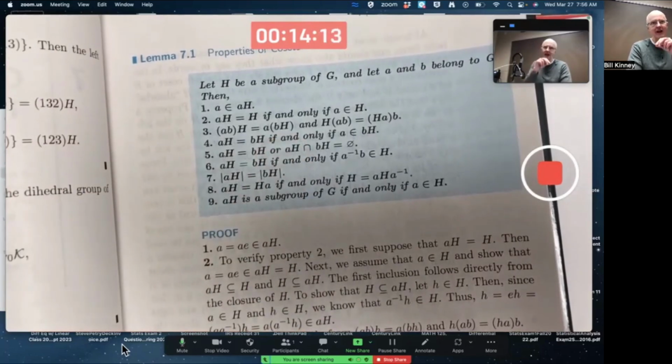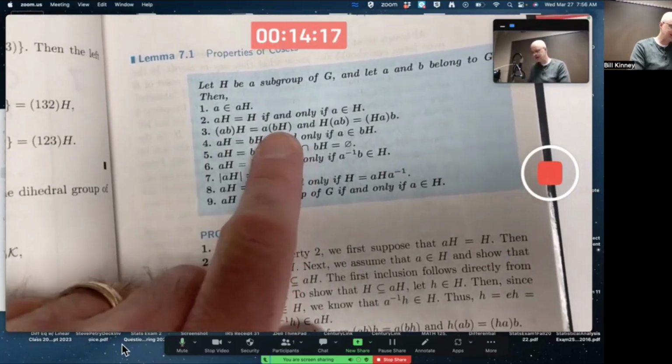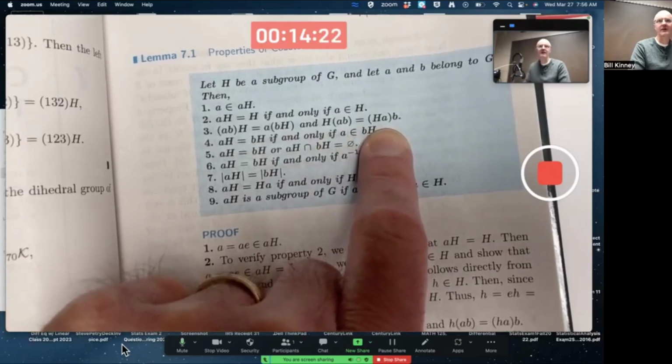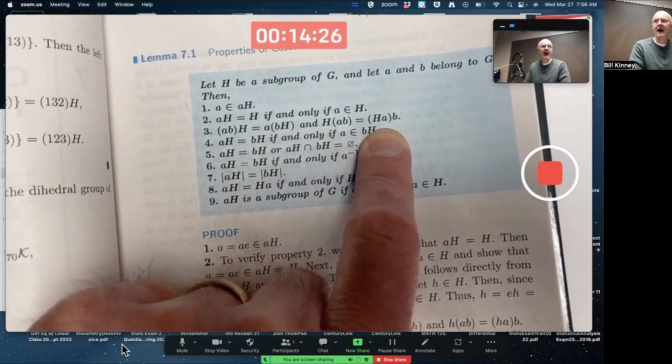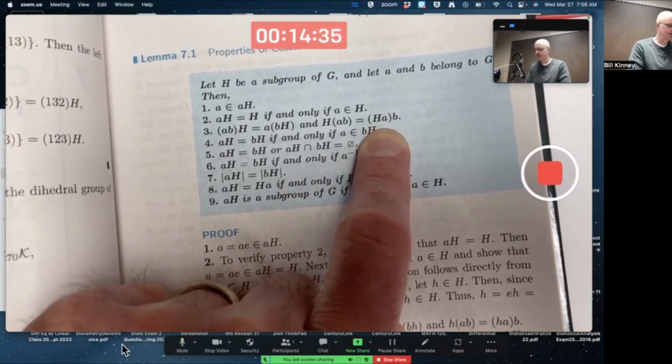When you got the element on the left, that's called the left coset. When you got the element on the right, that's called the right coset. BH is a left coset. HA right there, that's a right coset. In factor groups, just as a convention, we always work with left cosets. But you could work with right cosets because they're the same thing when H is normal.